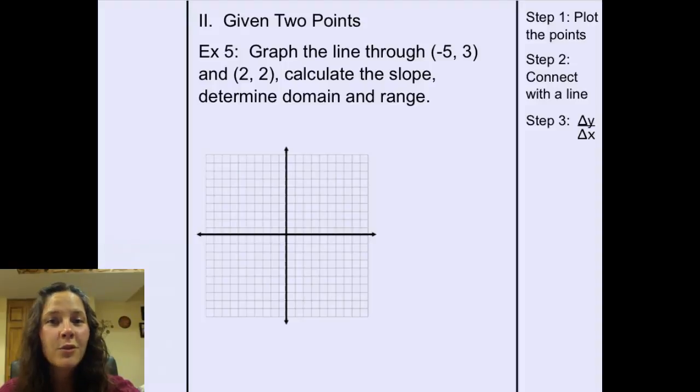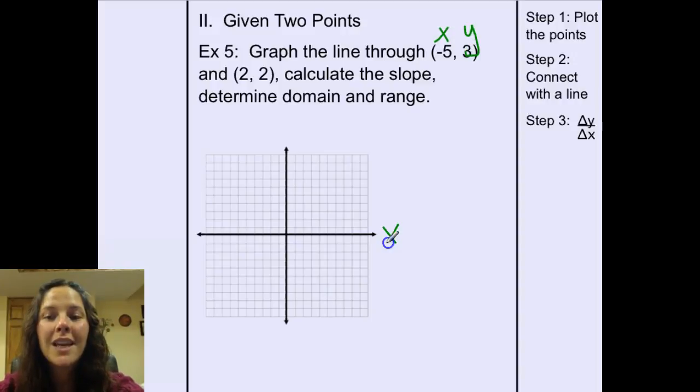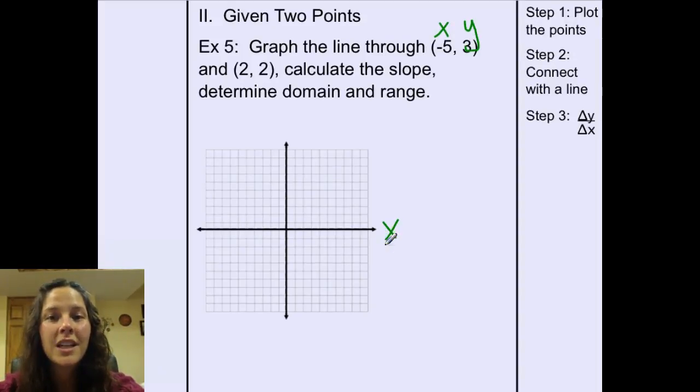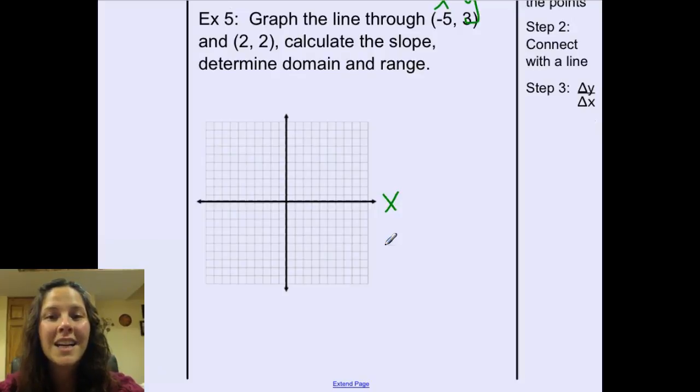Next, we're going to learn how to graph a line, and we're going to continue looking at domain and range. This first example, we're given 2 points, so you simply plot the points on the graph and then draw a line between them. Remember, when you're plotting points, the first point is the x-coordinate, and the second point is the y-coordinate. When you look at a coordinate plane, the x-axis is the horizontal axis, or the side-to-side axis, and the y-axis is the vertical one, or the up and down.